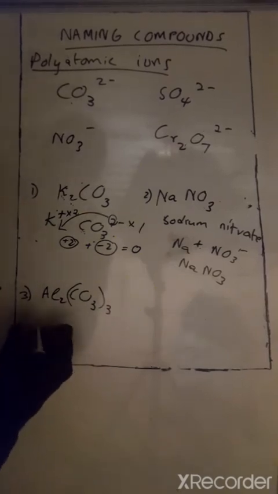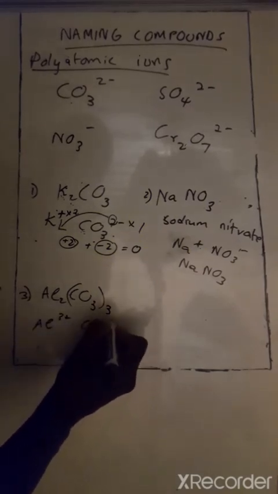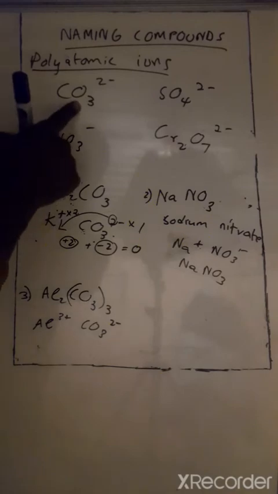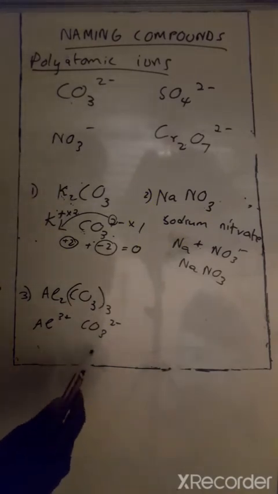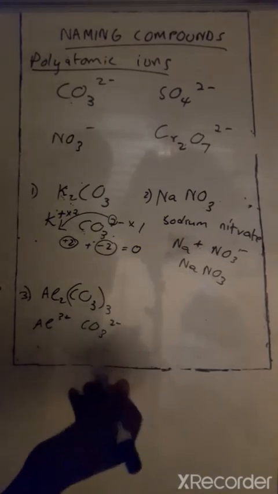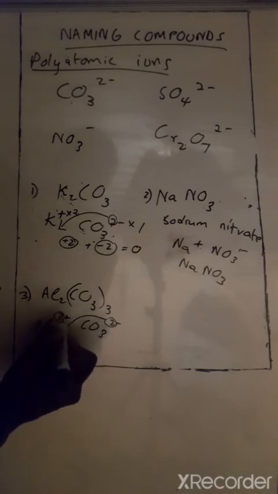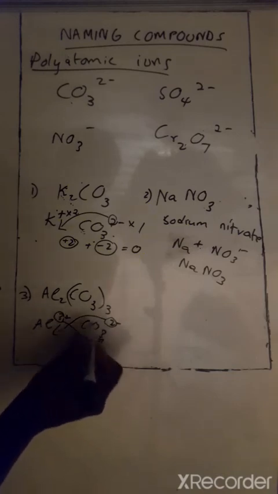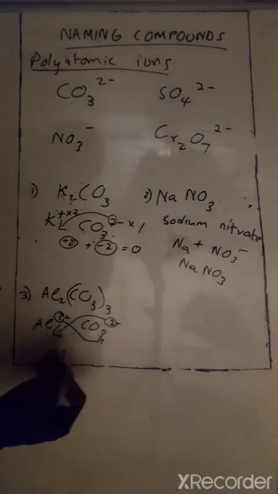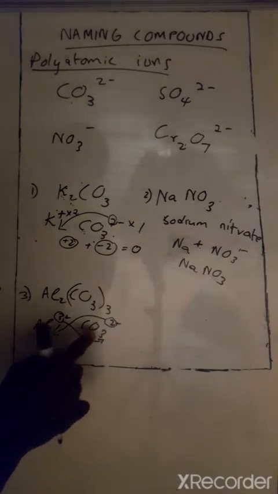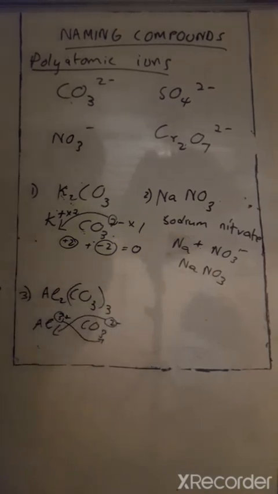Let's come to this one. Al 3 plus with carbonate ion 2 minus. Remember, if you choose to take a number 2, putting it there, and a 3, putting it there, you'll need to protect that CO3. But anyway, you'll end up having Al2(CO3)3. Where is the 3 coming from? Outside the bracket, from the aluminium.